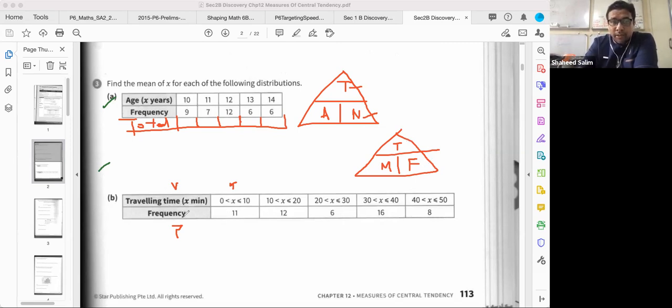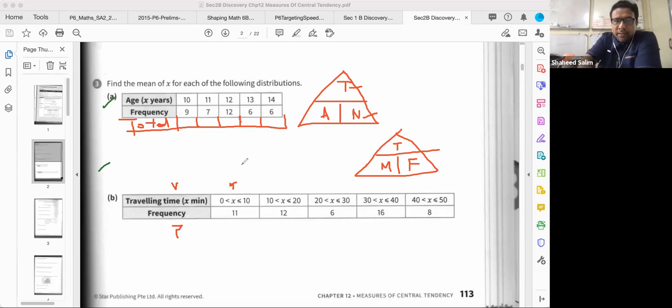What is frequency here? Down here is number of people, traveling time. This is number of people, right? 11 persons take between 0 and 10 minutes to travel to school, for example. 12 persons, 10 to 20, and so on and so forth. So such things you will use in your work life. In work life, you surely will have something like this. Okay, so you try. You know what to do, right?